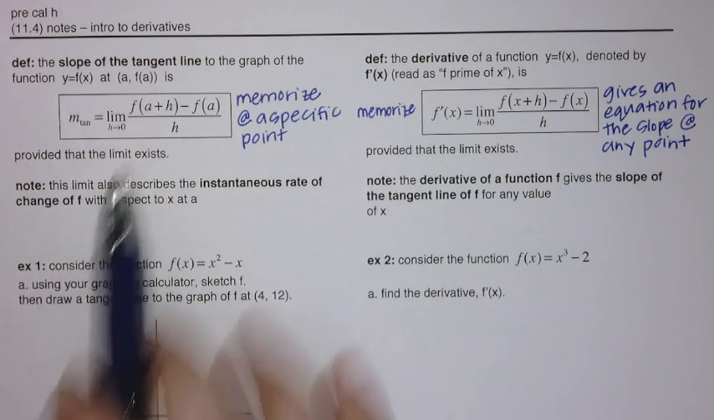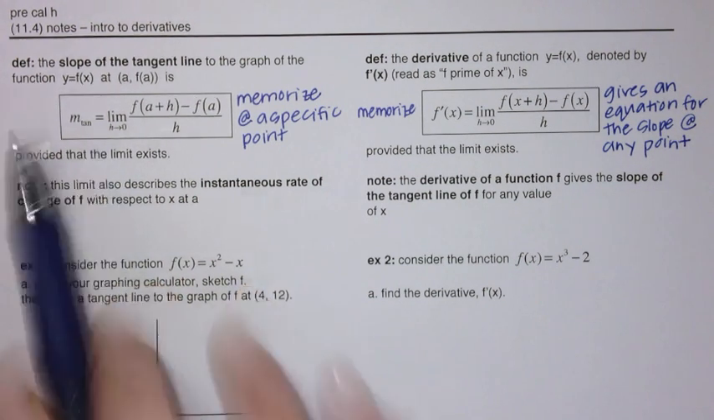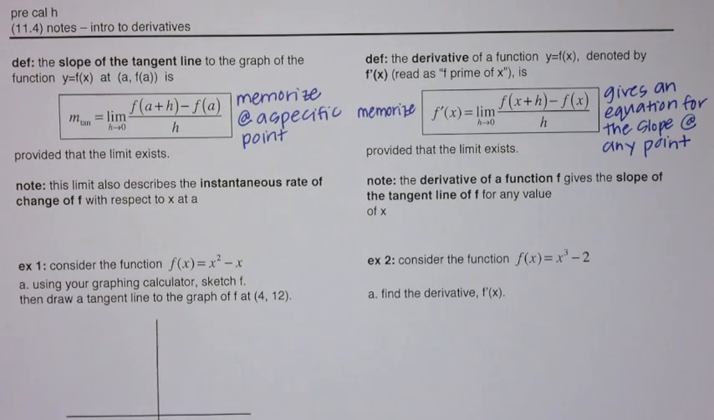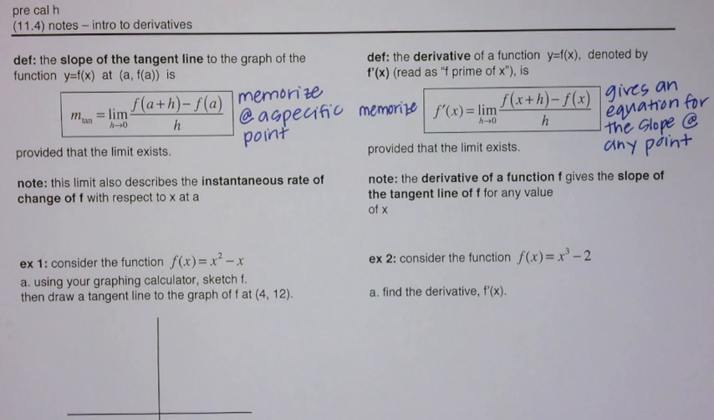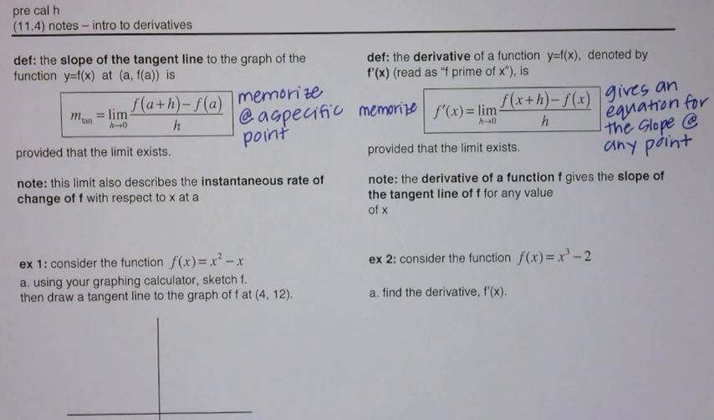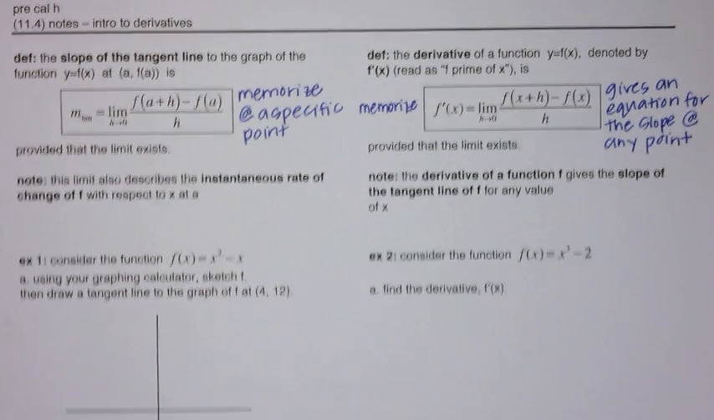You need to memorize this. This is the slope of the tangent line. Notice the definition says m, like slope, y equals mx plus b, tangent line. And this over here is the derivative, f prime of x. They're used for very similar reasons. But this one actually gives you an equation or a formula to help you find the slope at any point, versus this is very specific to the point that they give you.